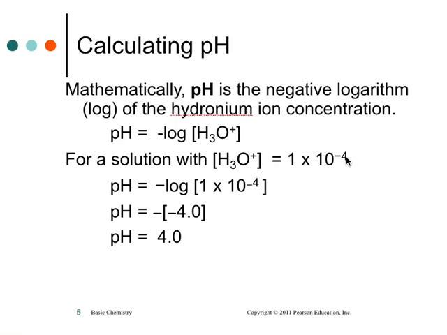So anything at 7 is neutral. Anything less than 7 will be acidic. Anything greater than 7 will be basic. Okay. Another word for basic is alkaline. It's an older word, but it's still the same idea. Basic and alkaline are the same.